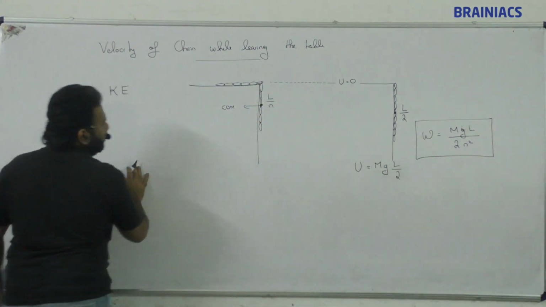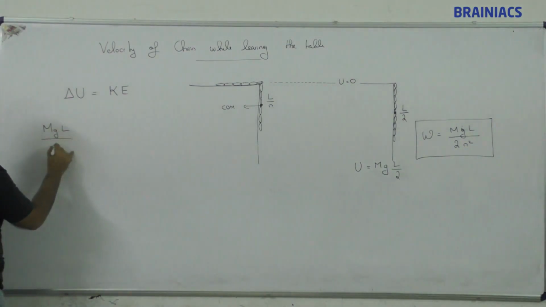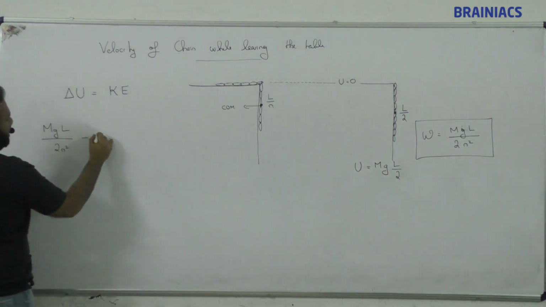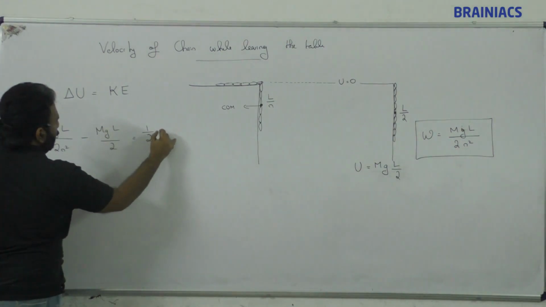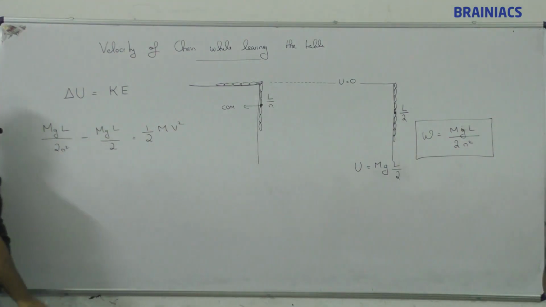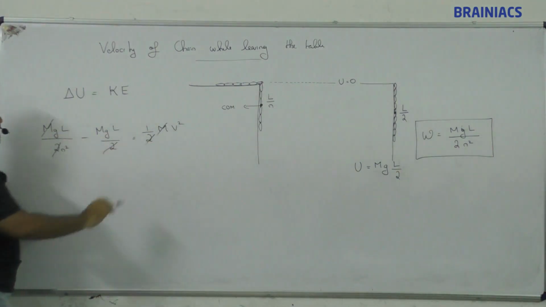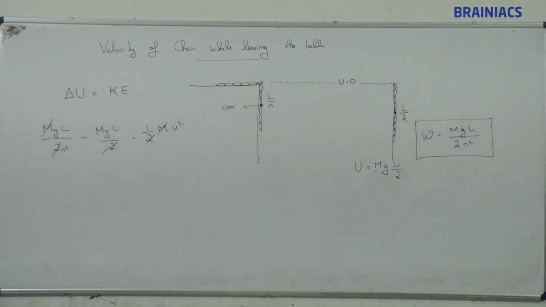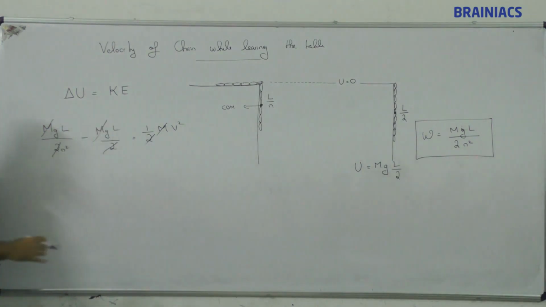Now change in potential energy is mgL divided by 2n square, minus mgL by 2, is equal to half mv square. So the 2 and m will be cancelled off. Okay, m is cancelled.